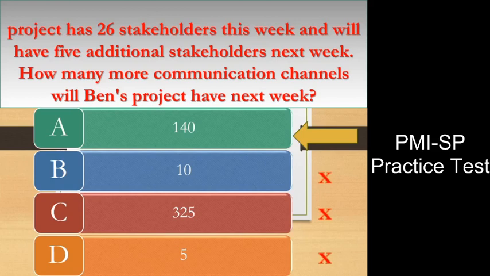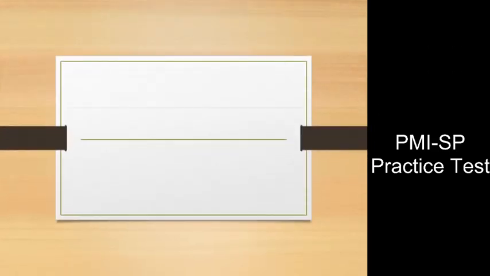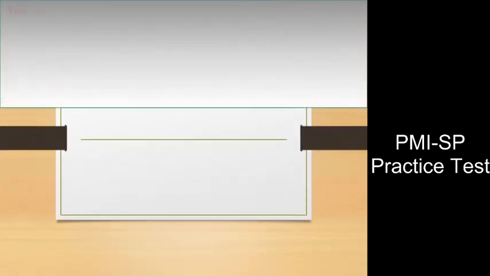Answer option D is incorrect. 5 is the number of additional stakeholders. Answer option B is incorrect. 10 is the number of communication channels among just 5 stakeholders. Answer option C is incorrect. 325 is the number of current communication channels.